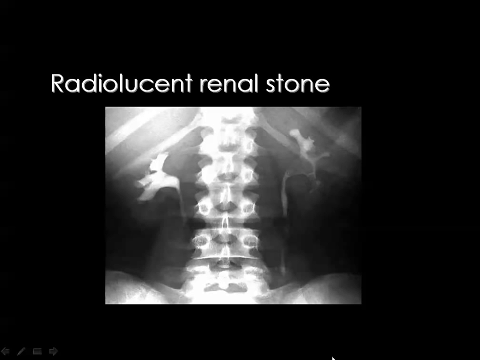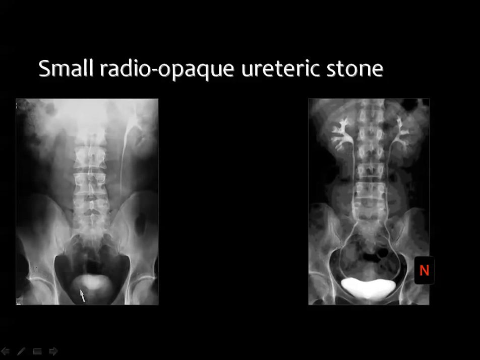But if the stone is radiolucent, you can see it after injection of contrast media. Here you can see a triangular shaped stone in the renal pelvis, another one in the lower minor calyx, as a filling defect in the collecting system compared to the normal collecting system on the right side.